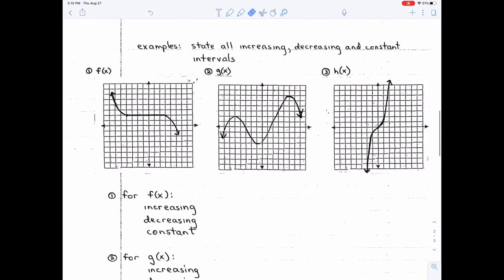All right, let's take a look at an example here. Where is this graph going up? Where is it going down? And where is it staying flat? First of all, you're going to get this wrong, right off the bat. And I'll tell you why. This is the thing that's going to kill you, right here. The arrows. Ignore the arrows. They're going to mess you up.